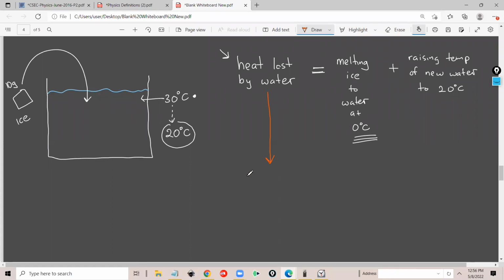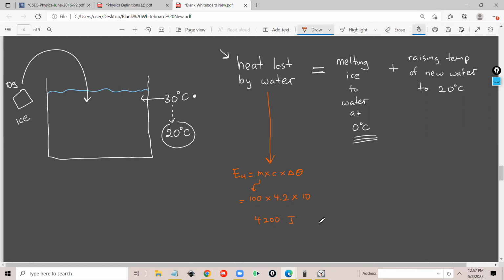So to calculate the heat energy here, we have to use this formula, which is what? Mass by specific heat capacity by the change in temperature. So the mass of the initial water was 100 grams. The specific heat capacity was 4.2. And the change in temperature is 10 because it went from 30 to 20. You just subtract both of them. So let's calculate this and see how much we get. 100 multiplied by 4.2 multiplied by 10. I got 4,200 joules, right?